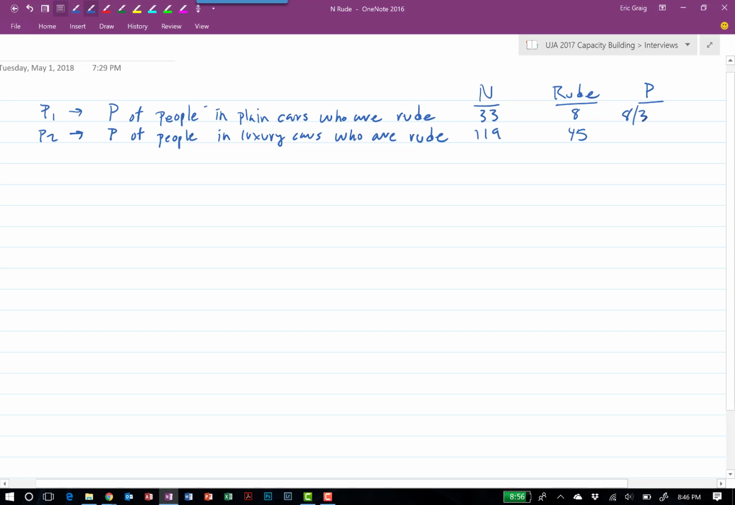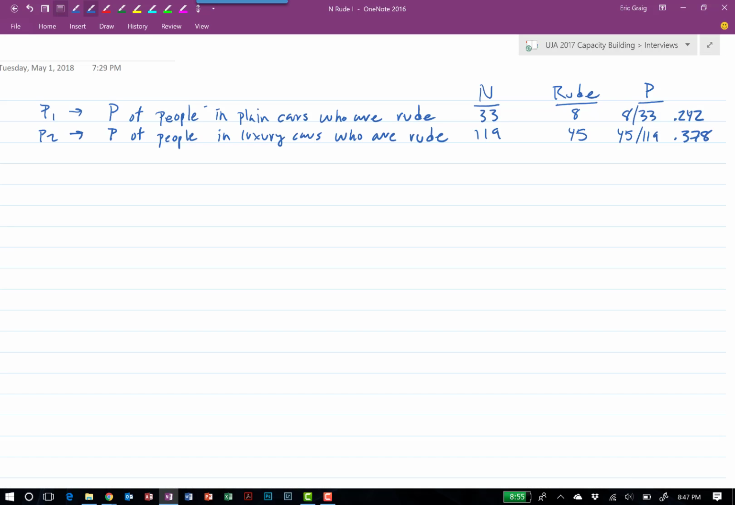So that's 8 over 33 in this case, and that works out to 0.242 if you do the division, and the number of people in luxury cars works out to 45 over 119, which equals 3.78. The proportion is 3.78. All right, so that's the beginning of the problem.